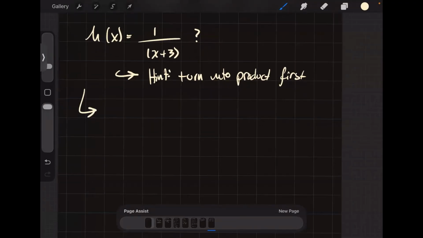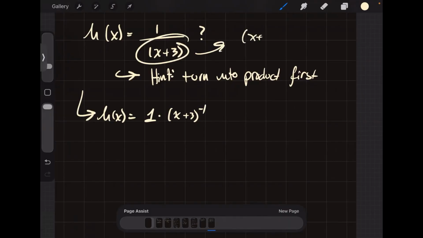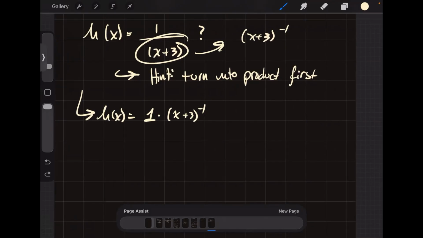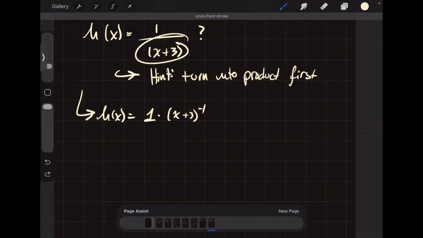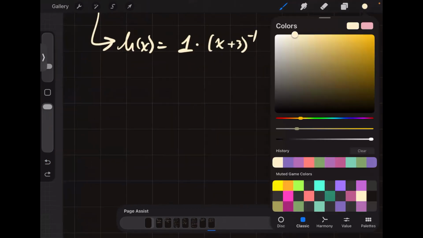To write h of x as a product, you can write it as 1 times x plus 3 to the negative 1, because this is going to be x plus 3 to the negative 1, and you can always put a 1 out front. Okay. Well, now that you have it as a product, could you product rule it? And if you can, there's a second rule you need. What would it be? I'm going to give you guys a second to identify it, and then we'll work it out.